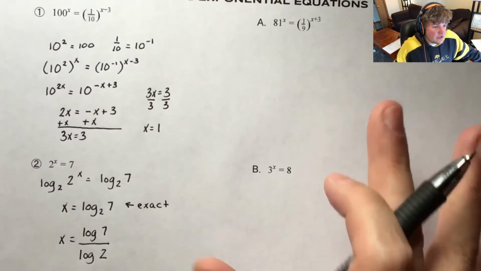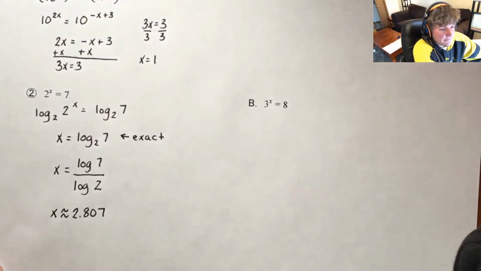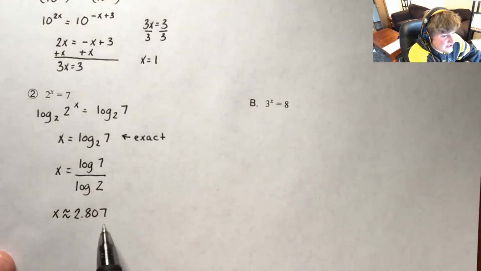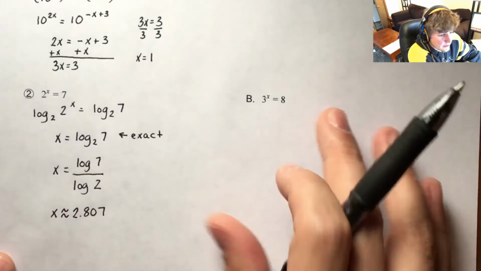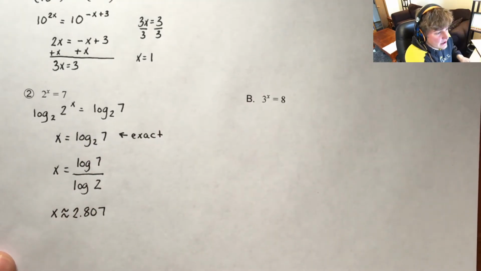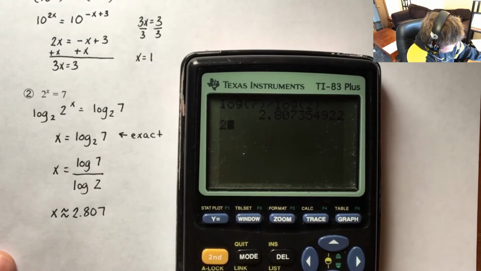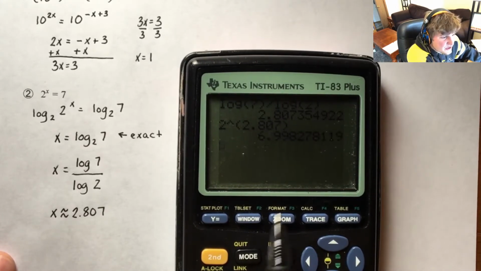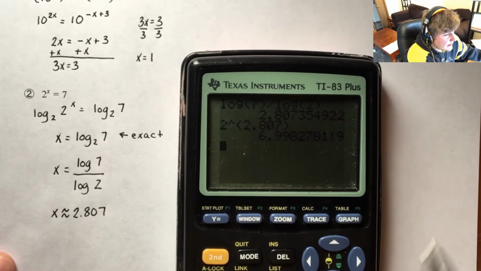This is telling me that when I raise 2 to the 2.807 power, I am going to get 7, approximately. So let's just go ahead and test that. I think we've done a little bit of this before. So I'm going to take 2 to the 2.807 power, and as you can see, it's 6.998. That would round up to 7.